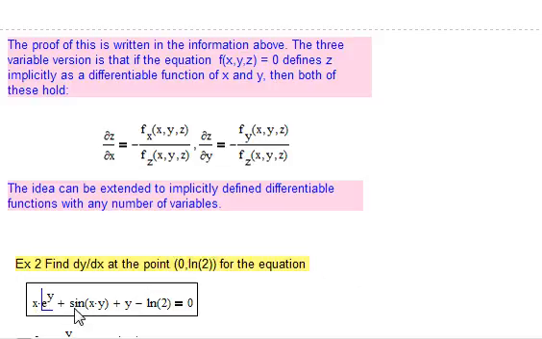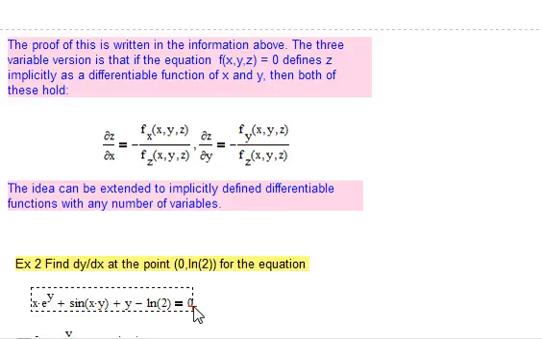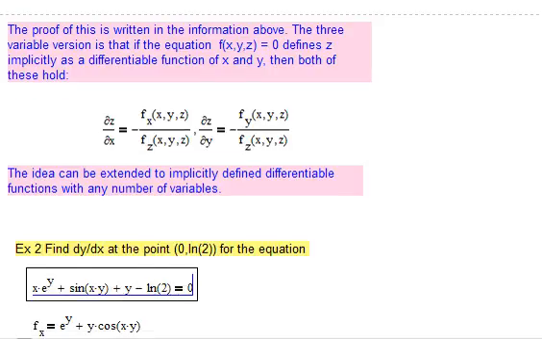x times e to the y plus sine of xy plus y minus ln of 2 equals 0. And I checked it out, it actually does. Painfully, but it does.